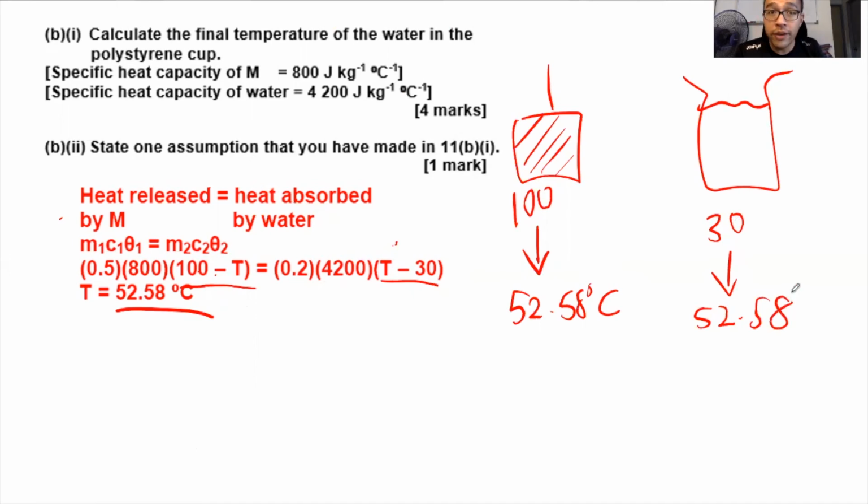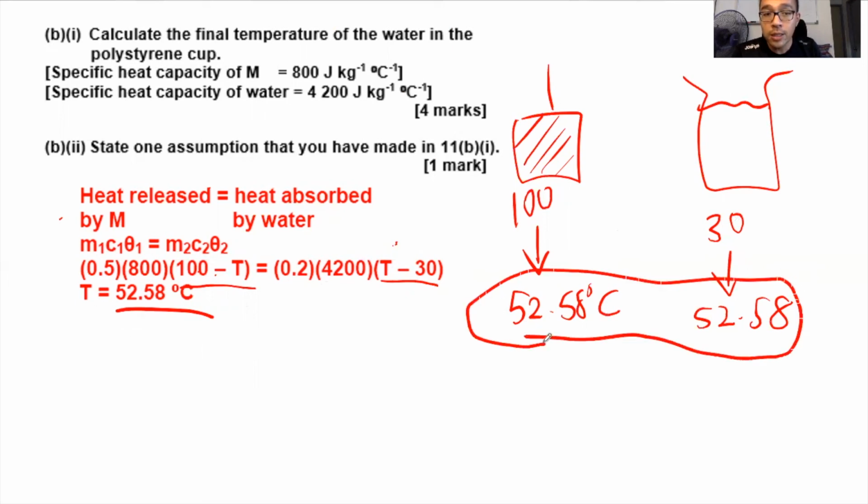So be very, very careful. This is what it means. This is what this 52.58 is. Both of them have the same temperature, thermal equilibrium. So this is where the combination of thermal equilibrium plus specific heat capacity comes in. We use this a lot in this calculation question.